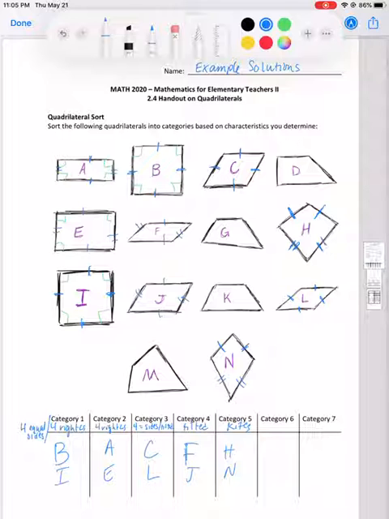Now D and G and K kind of look the same, but G is different because it's kind of tilted here. D and K look like they're not tilted. These segments on the top and bottom are parallel. Parallel segments are marked with a little arrow, part of an arrow. Those are parallel, and those are parallel. So they have one set of parallel sides.